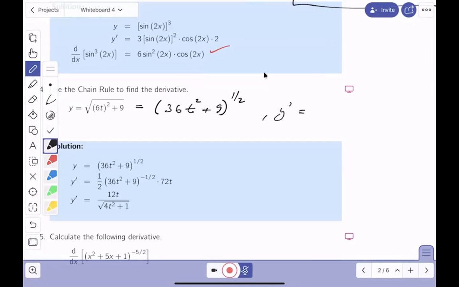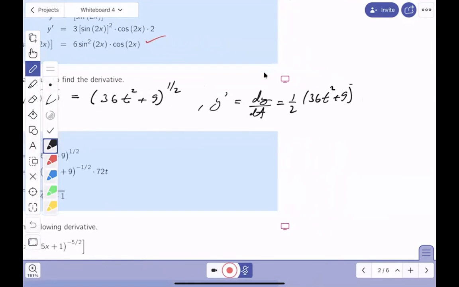And what's y prime? It's actually dy/dt. All right, so let's take a look at it. What do you get over here? 1/2 times (36t² + 9). Take away 1 from the power, that would make it minus 1/2. I'll clean that up later.